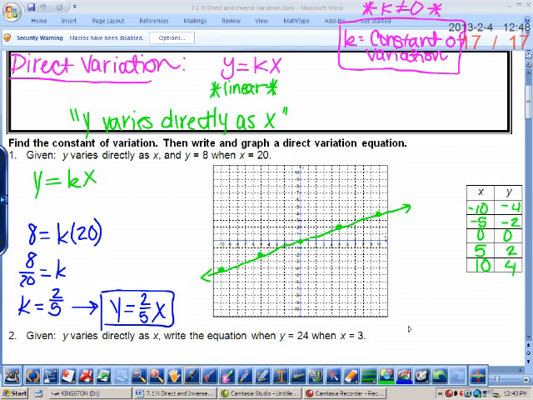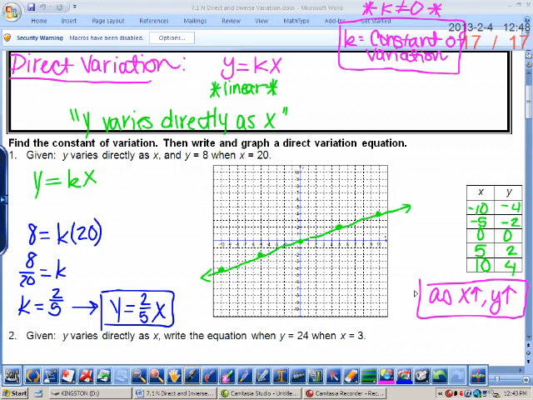All right, looking at your table, this is going to help us in a little bit. For now, just looking at your table, as x increases, as your x value goes up, what is your y value doing? It increases as well. So in direct variation, as x increases, y increases.